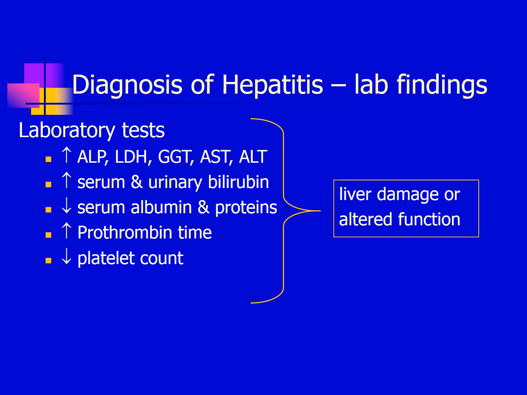So the laboratory findings or tests will show you that the liver is damaged or has an alteration in function. So the liver function tests, ALP, LDH, GGT, AST, will be elevated. The serum and urinary bilirubin will be elevated. Remember we talked about the serum albumin and protein will be low. The prothrombin time is going to go up, and the platelet count will go down, right? Because again, you have to think about the function of the liver. Next slide.